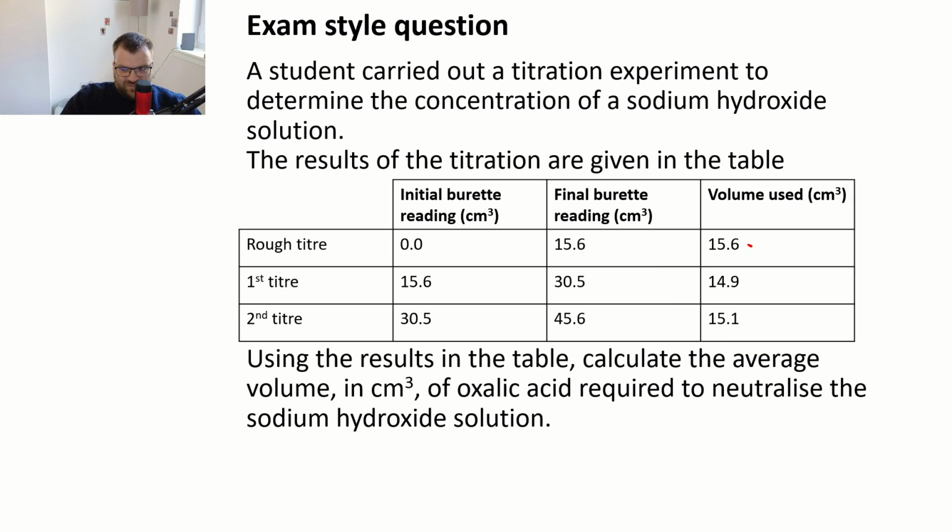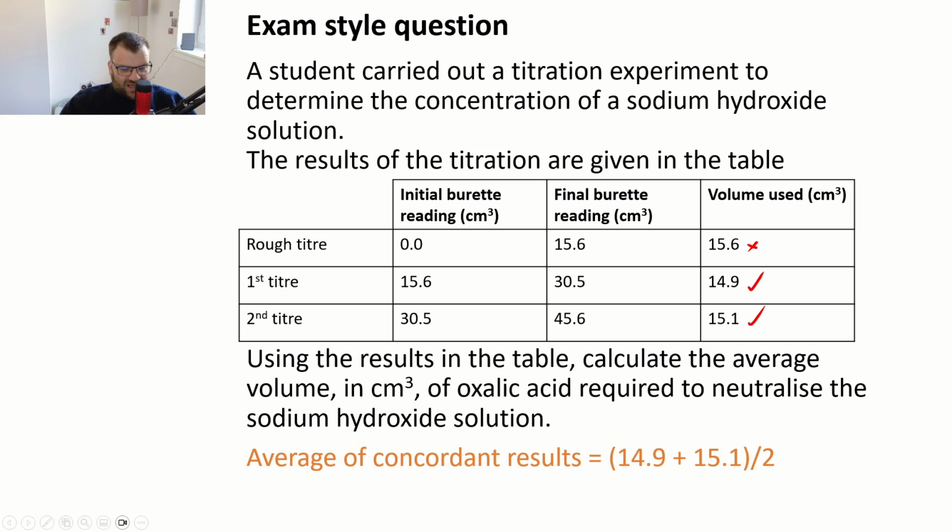The 15.6 is just too large a value compared to the other values. So we want to take the average of the first and second titer, add them together, then divide it by 2, gives us an average of 15 centimeters.